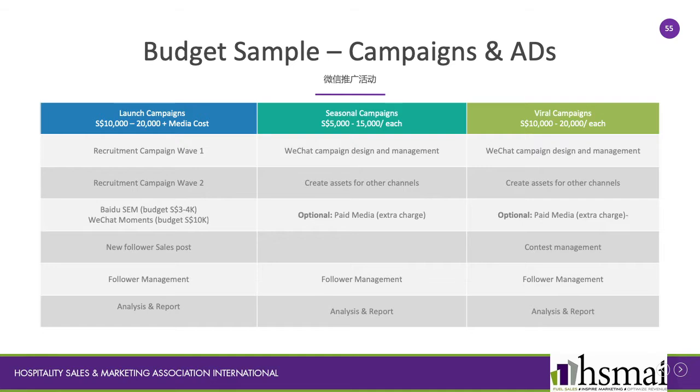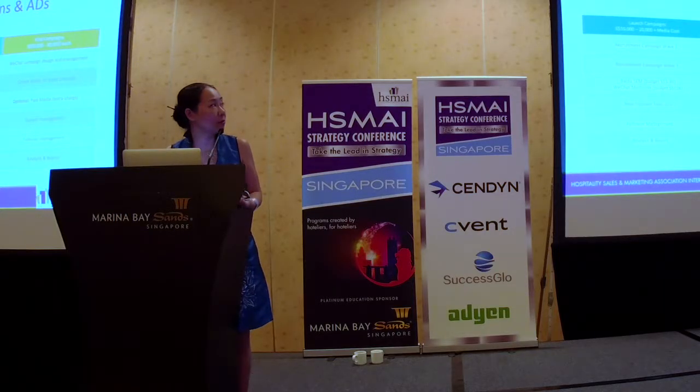Okay. If you're running a campaign advertisement, how much is it going to cost? If I were the marketing manager, this is how I'm going to budget it. Launch campaigns will be about 10,000 to 20,000, depending on what kind of activities you want to create. This includes some coding, maybe, all the preparations, content, and manpower to follow up. And then on top of that, media cost. Seasonal campaigns, viral campaigns, this is roughly the range you can look at. You should be able to run efficient campaigns within this price range.